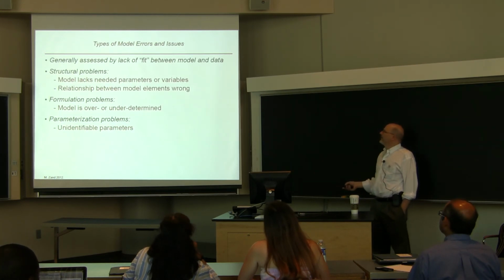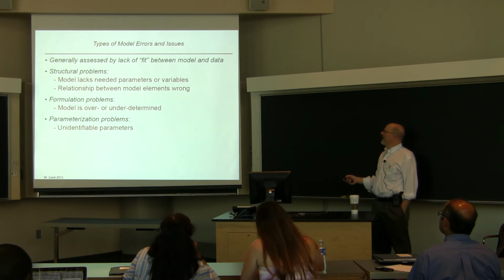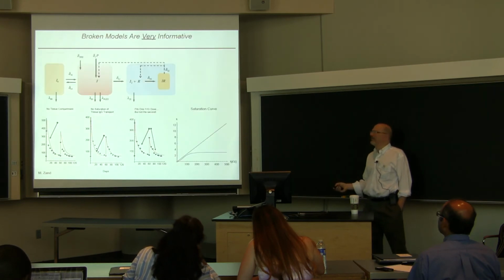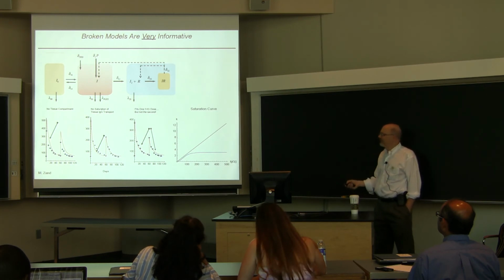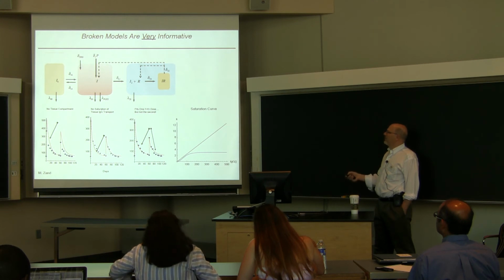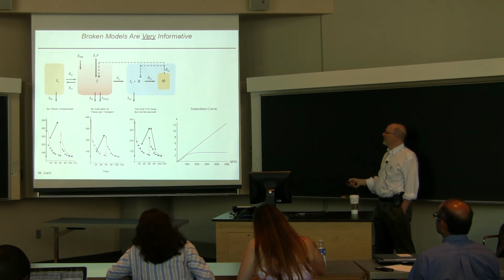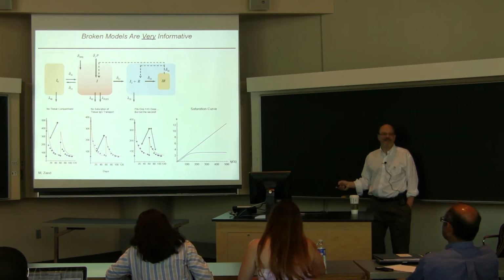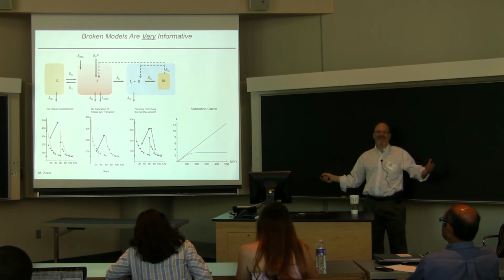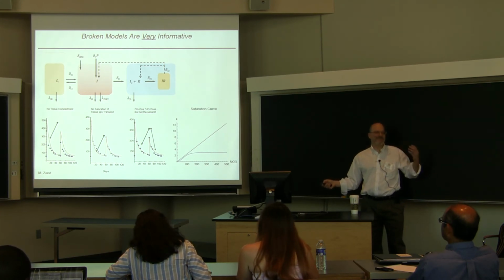So other types of model errors: the model lacks needed variables or parameters, the relationships are wrong, the model has too many or too few equations, and there are unidentifiable parameters. One short example from this is that in this particular model, first we tried to model it with no tissue compartment. So we got rid of this tissue compartment, and you can see the model actually does not fit the data. So does this mean you can model anything? Well, no. Your model actually has to have the right structure and the right parameters.